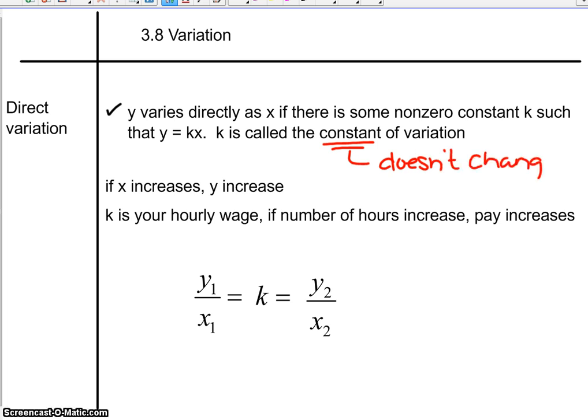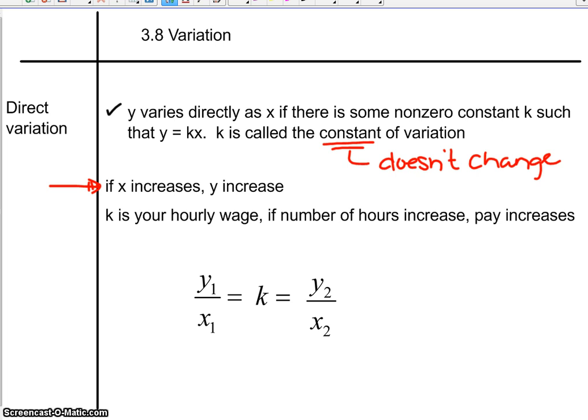throughout the whole process. An example I use a lot of times is if you have a job where k is your hourly wage, it's not going to change. But if the number of hours that you work increases, the amount in your paycheck should increase as well. So with direct variation, both variables are going to be doing the same thing. If x increases, y is also going to increase.